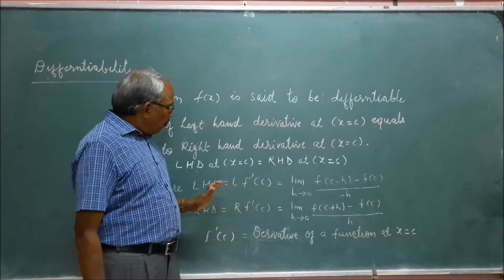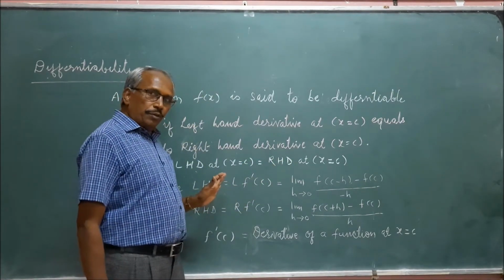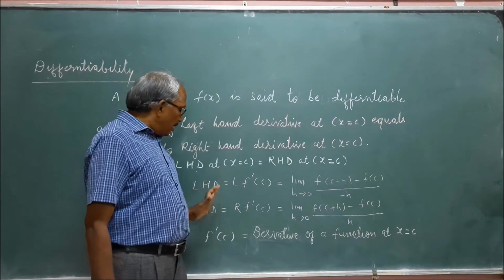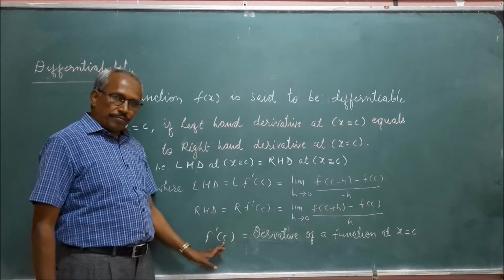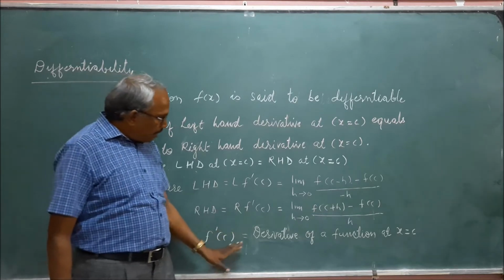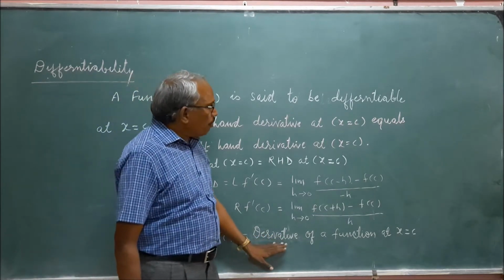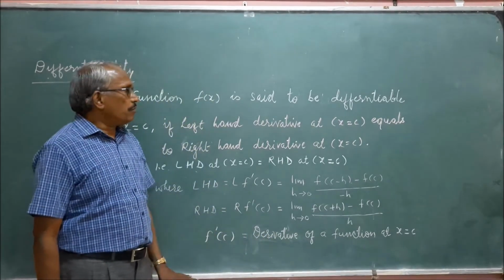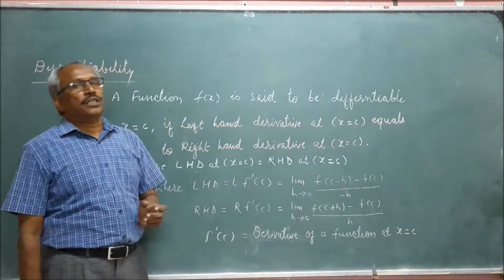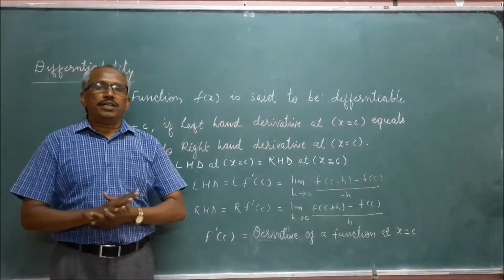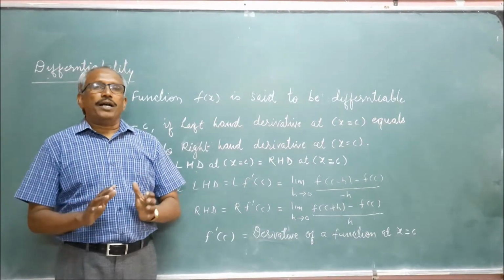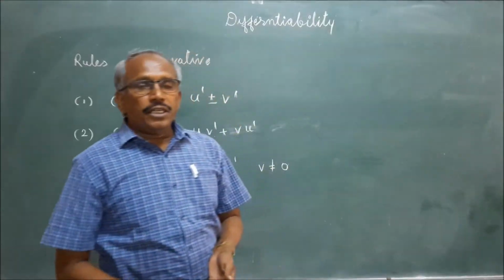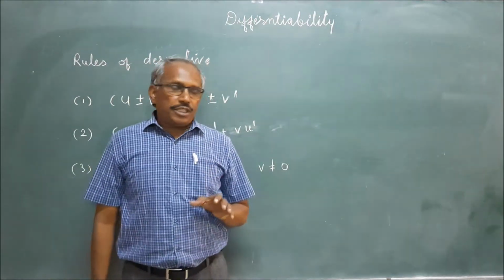The common value of the left hand derivative and right hand derivative is denoted by f dash c. So f dash c means the derivative of the function at x equal to c. So this is the definition of differentiability of a function at a given point c. Now we will see the rules of differentiation.